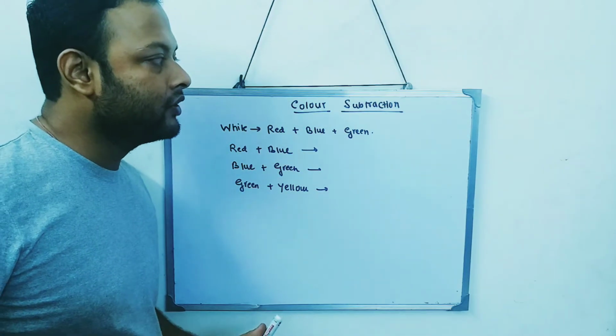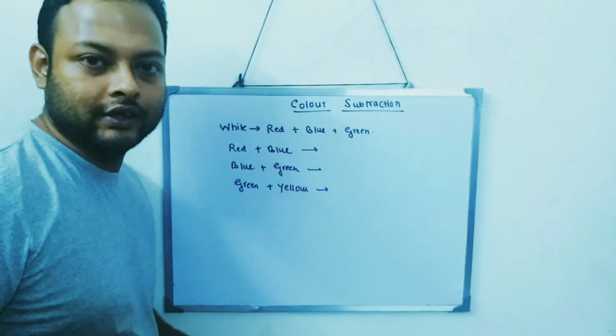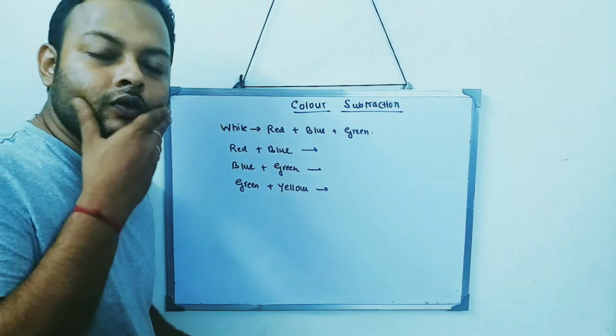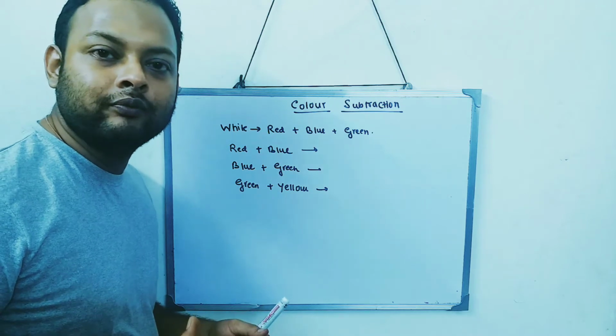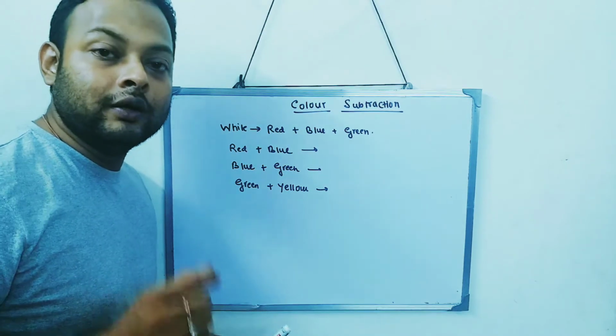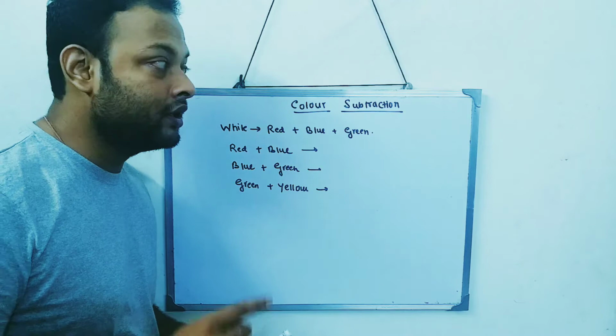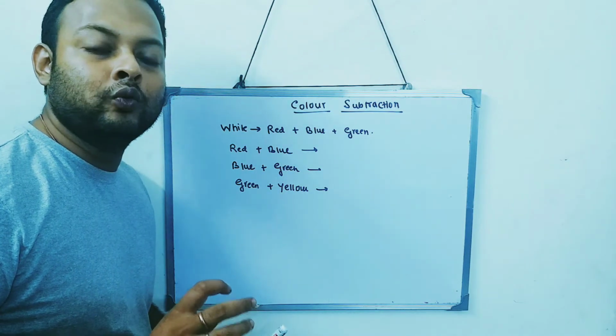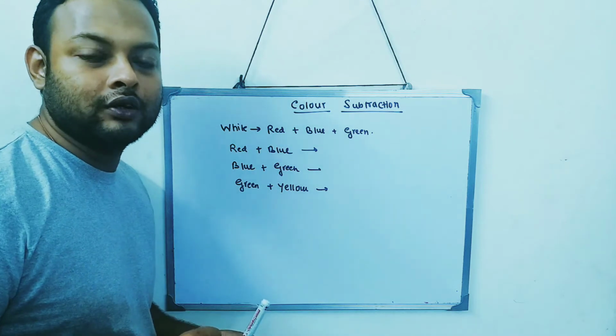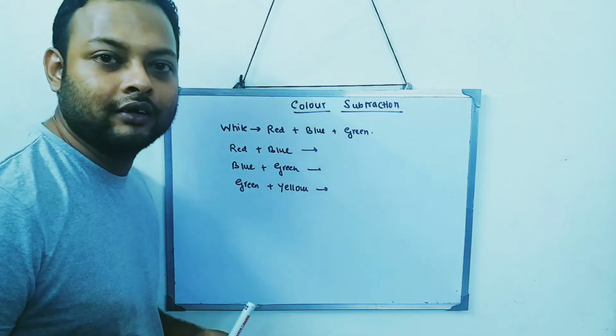In the previous videos we have discussed color addition, right? Now over the years we have seen students do not have a problem with color addition. The problem that they face is only in color subtraction. So in color subtraction, what is the concept? How do the colors get subtracted?